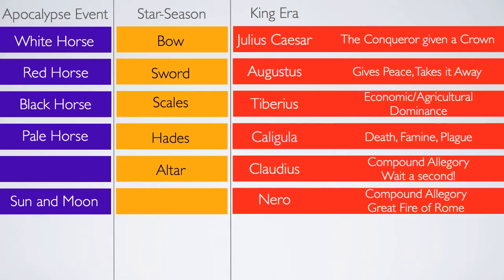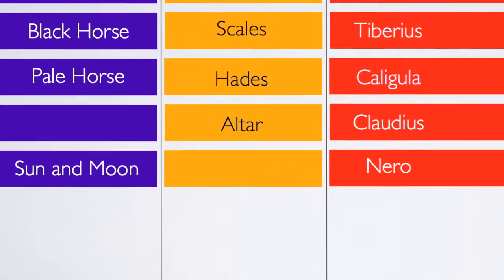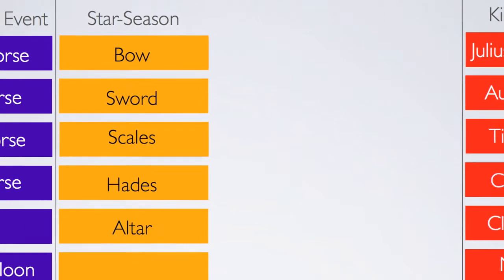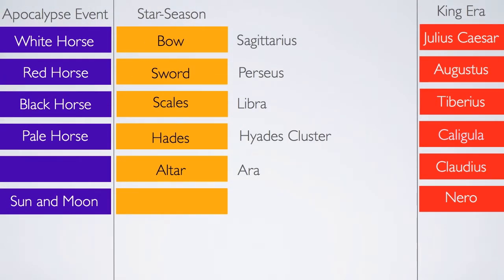Now notice that the 6th King Era is the era of Nero. This is the final King Era time reference. Whatever the author is speaking of is in the era of Nero. The star season allegory is these 5 objects. These 5 objects are astrological. They are Sagittarius, Libra, Ara, Perseus, and the Hyades cluster.